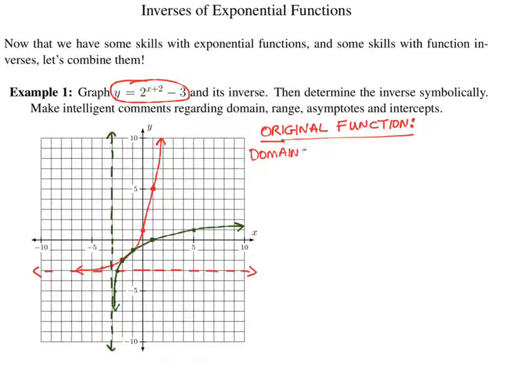Okay, so the original function, its domain is all real numbers. It's an exponential graph. It goes left forever. It goes right forever. It's happy-go-lucky kind of guy. The range is not all reals because it starts, well, extremely close to the horizontal asymptote. So it starts close to -3 and goes up to infinity. And then we've got the asymptote, and the asymptote is that line y equals -3. So there's that.